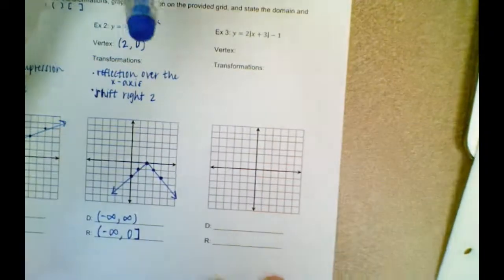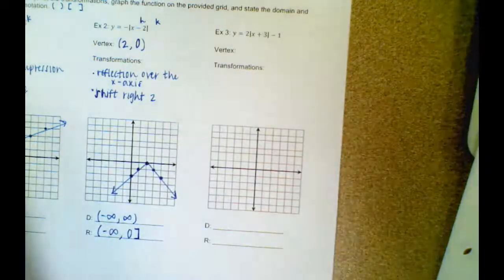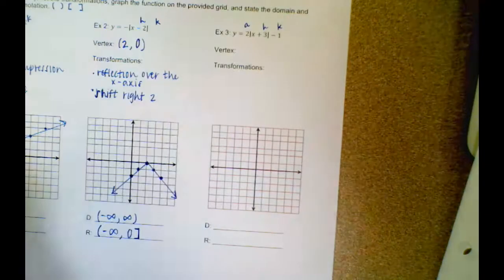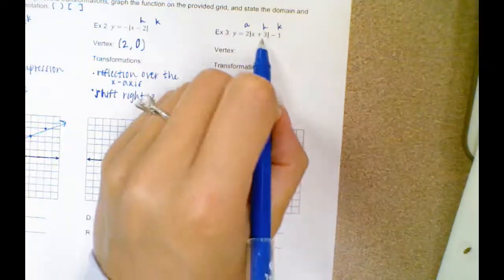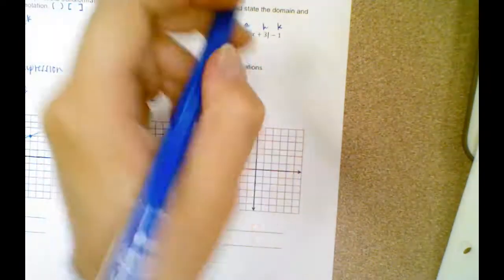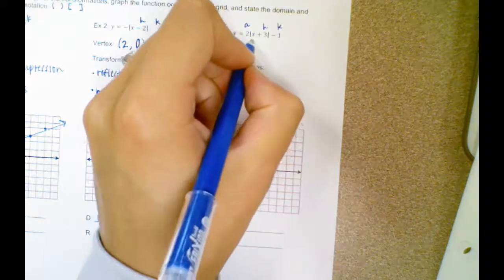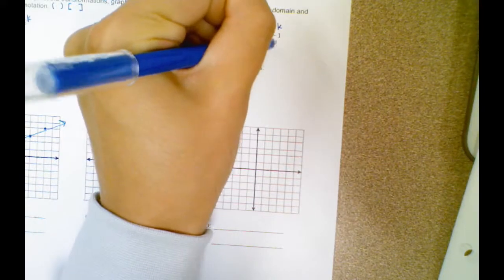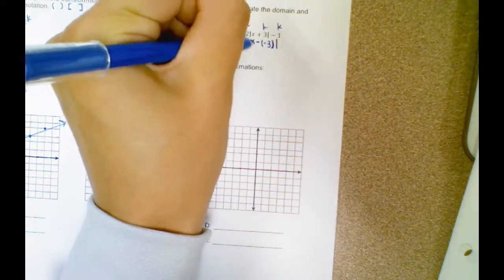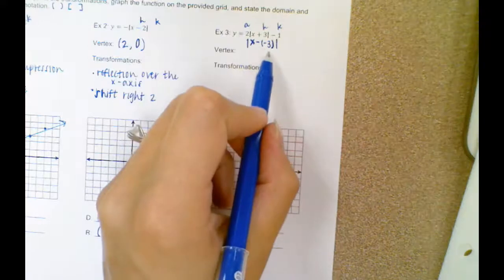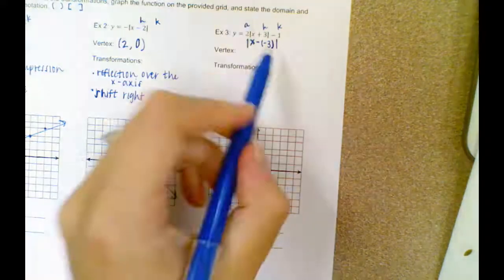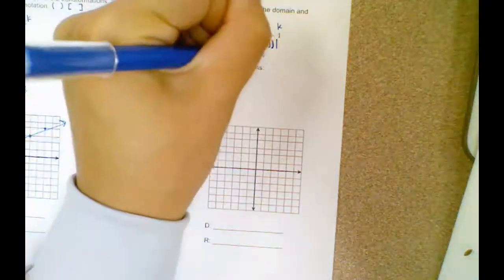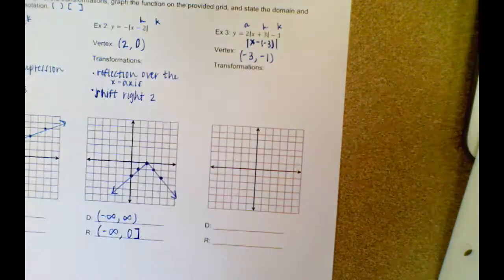Alrighty. Another example. Okay, I've got an A, H, and a K value here. Vertex. Notice this is not in the x minus h form, so I'm going to rewrite this as x minus h. Now do you guys see how that's x minus h there? Okay, so that h value is actually -3. That's where that gets tricky. That's what I was talking about earlier. K value is -1, so there's our vertex.